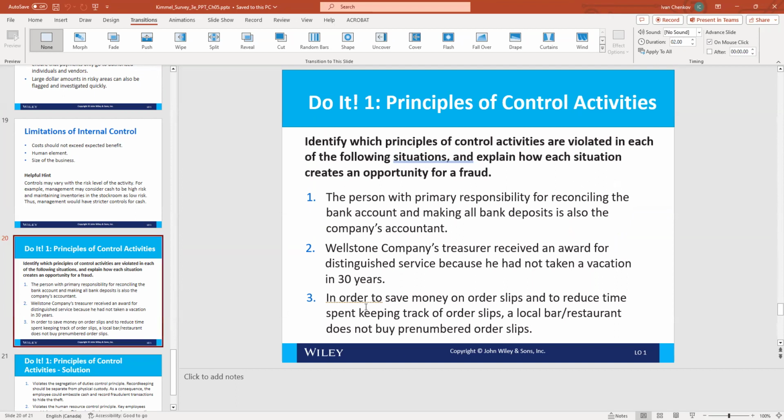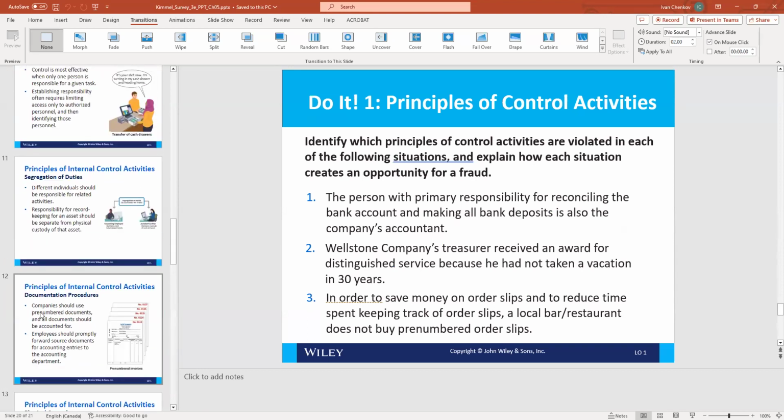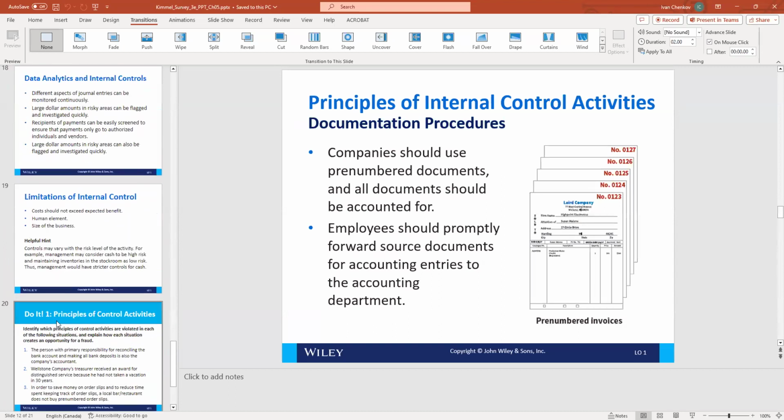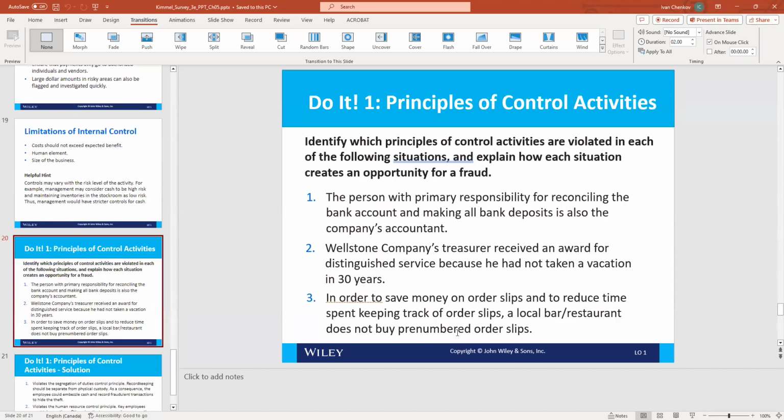Next one, in order to save money on order slips and to reduce time spent keeping track of the order slips, a local bar restaurant does not buy pre-numbered order slips. Which one will be the documentation procedure? Documentation procedures, right? That creates an opportunity for somebody to flip the slips.